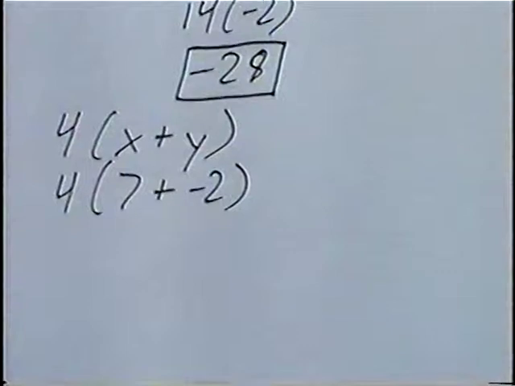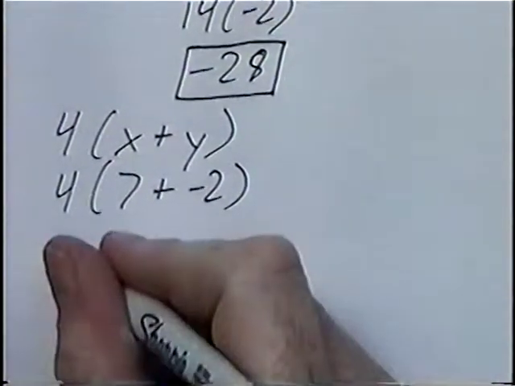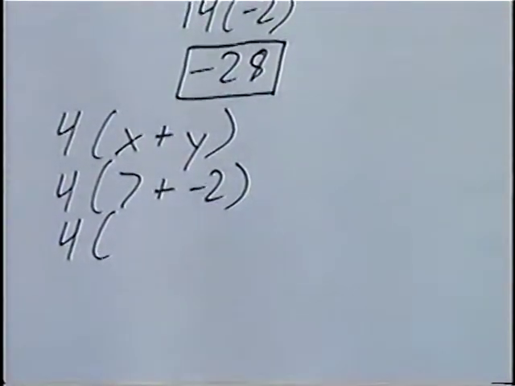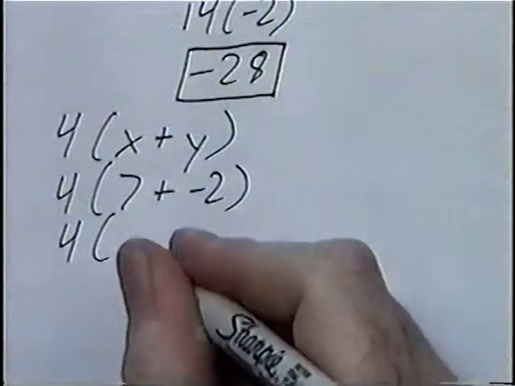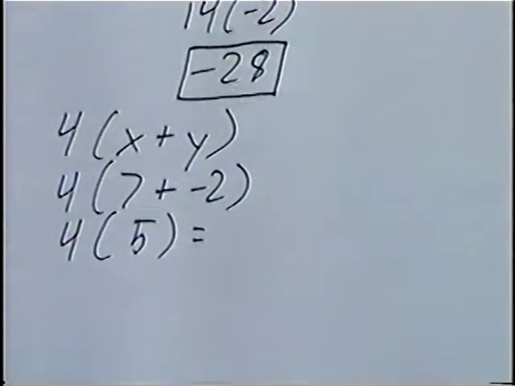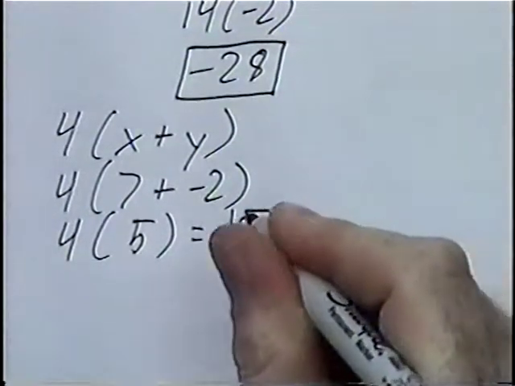Following the order of operations, we'll do parentheses first and then multiply second. 4 would stay the same. 7 plus a negative 2 would be 5. And multiplying 4 times 5 would give us the answer of 20.